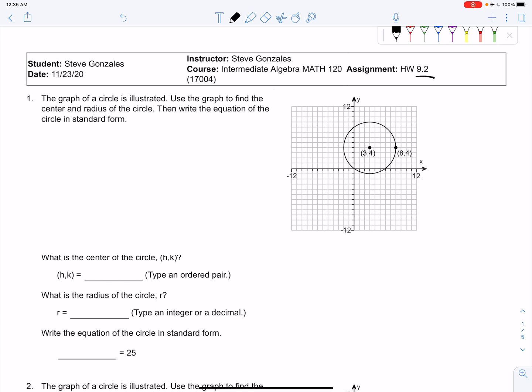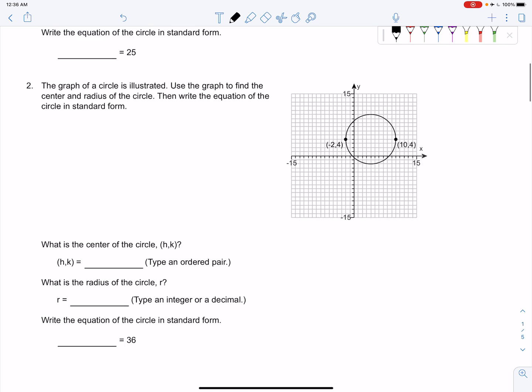Now, 9.2 is a section entitled Circles, and circles are part of the conic sections. Conic sections are basically cones, and if you slice cones in certain ways, you can get four different conic sections: a circle, an ellipse, a parabola, and a hyperbola. But today we're just talking about a circle. So let me talk about the circle just a little bit.